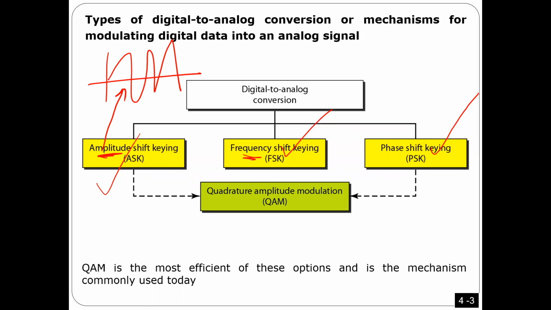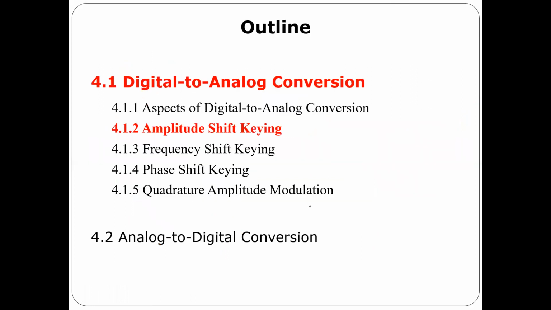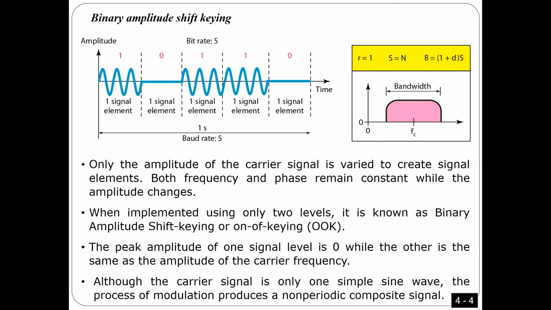Amplitude, frequency, phase. Here I'm going to change the amplitude, but not the frequency or the phase. Here I'm going to change the frequency, but not the amplitude or the phase. Here I'm going to change the phase, but not the amplitude or the frequency. And then you will see later that it may be a better idea to combine two of these together in one scheme. So I'm going to teach you four schemes here. Let's start with the first one, amplitude shift keying.